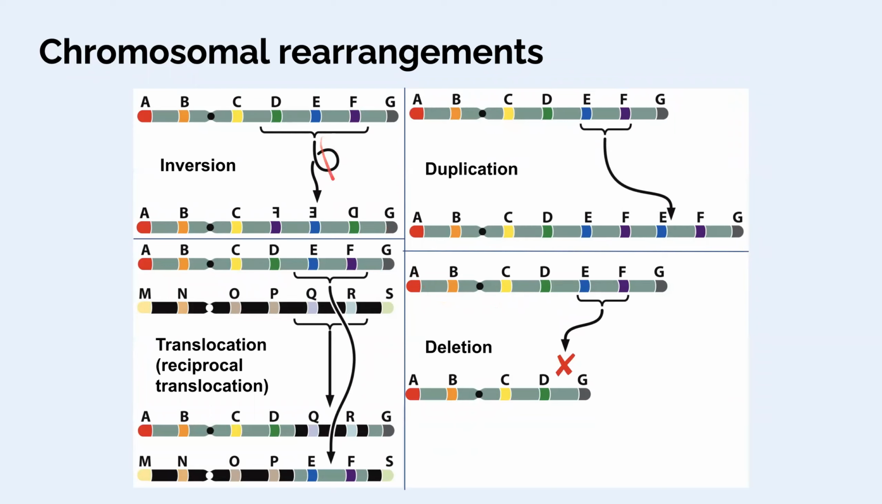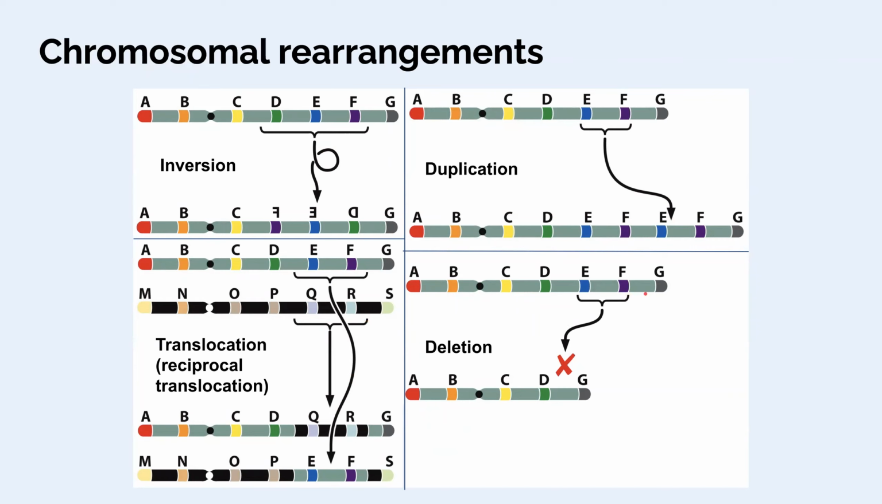So inversion, switching the order that these genes exist in. Duplication, as we saw before, repeating a part of the chromosome that's got 1 or more genes on it. A translocation is moving to a different part, sometimes within a chromosome, sometimes across chromosomes. And this one is a special case called reciprocal translocation, where the E and F from the gray chromosome are swapped with the Q and R from the black chromosome. And then over here on the bottom right, this is deletion.